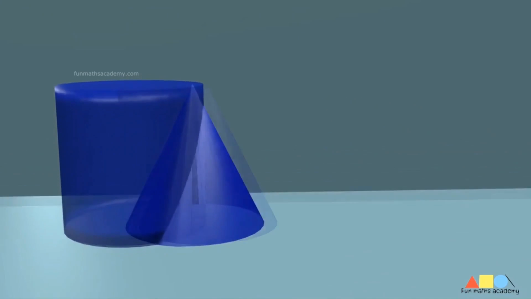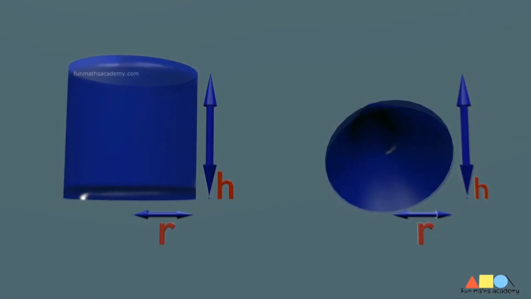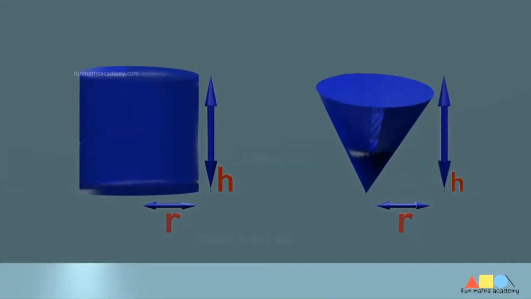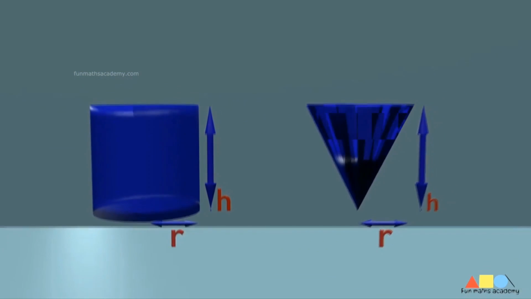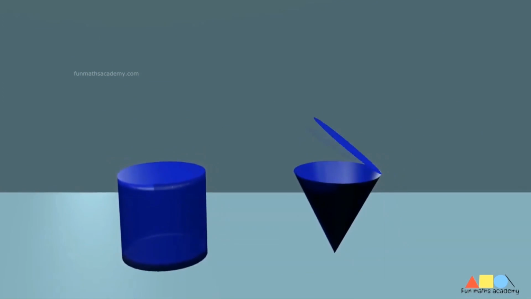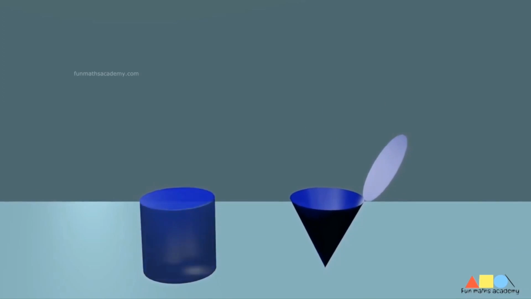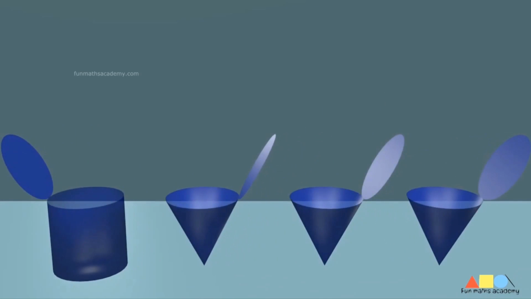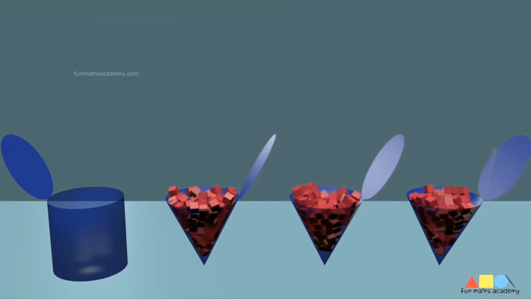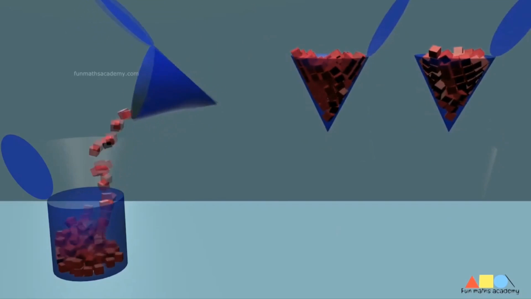Now let's create a cone of the same radius r and height h of the cylinder. Let's now check whether there is any relation between the volume of this cylinder and volume of the cone, and whether we can derive the formula of volume of cone from this cylinder. Now let's see how many cones can fill this cylinder. Suppose I take 3 such cones and fill each one with unit cubes. Now let's fill the cylinder with the unit cubes in the cone one after the other.